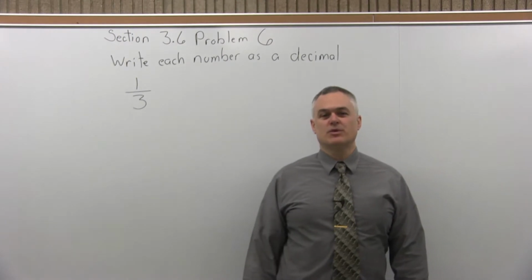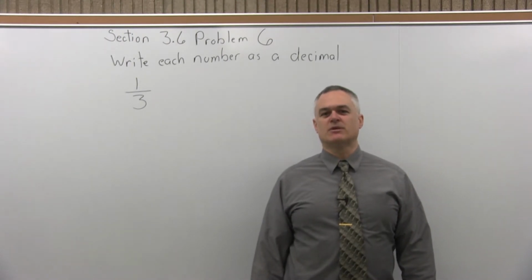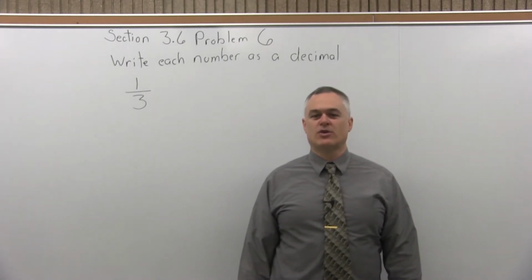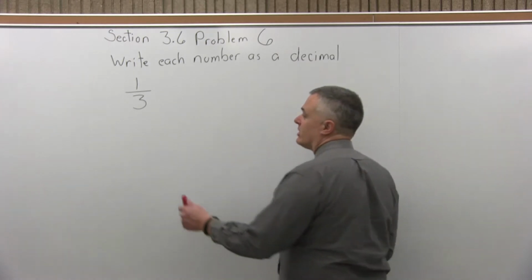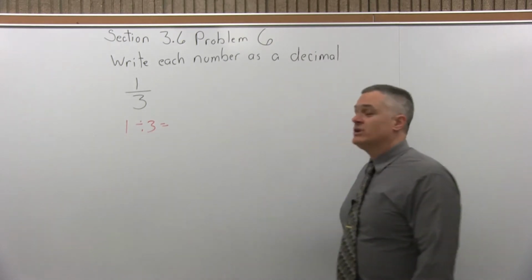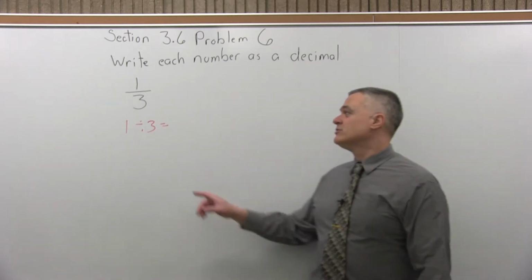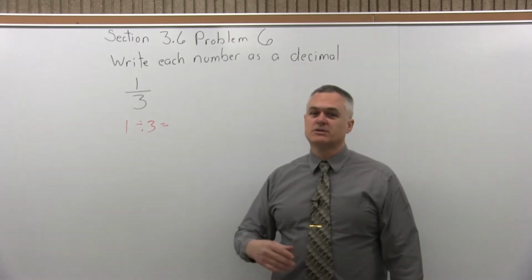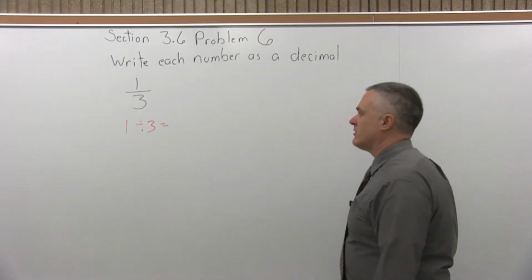This is Section 3.6, Problem 6. It says write the number as a decimal, and we have 1/3. Now, like a lot of the other problems, if you happen to have a calculator, you can just do 1 divided by 3. For any fraction, you do the numerator divided by the denominator equals, and the calculator just tells you the answer right away.